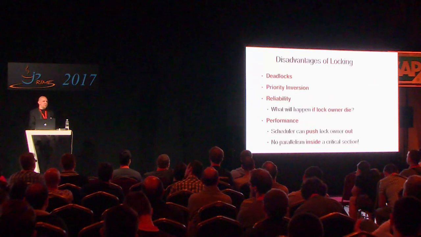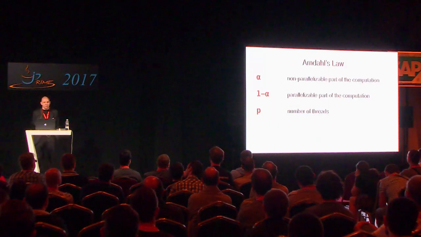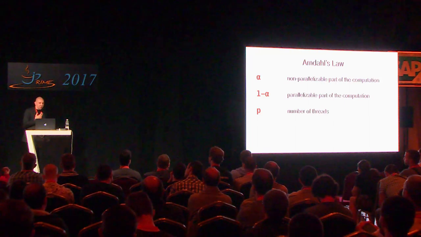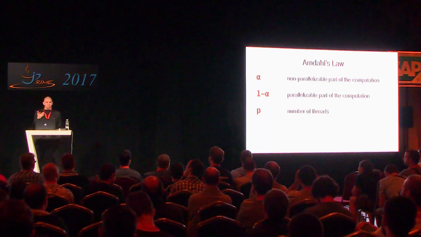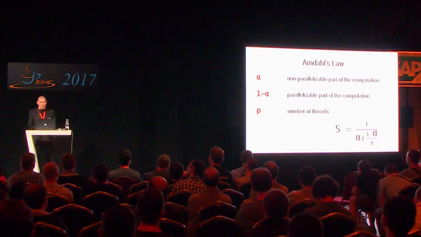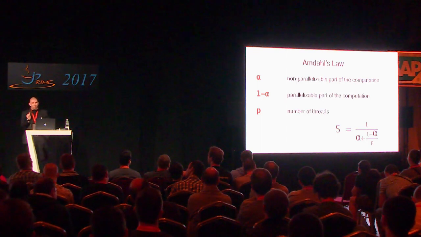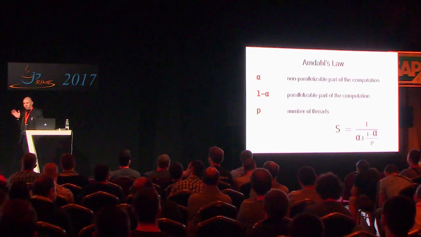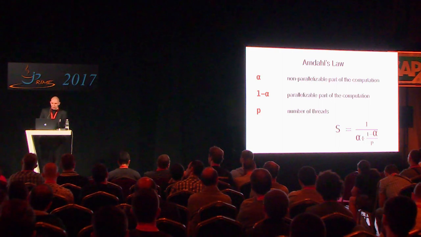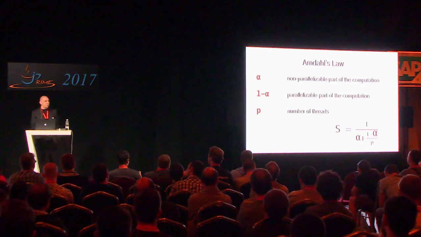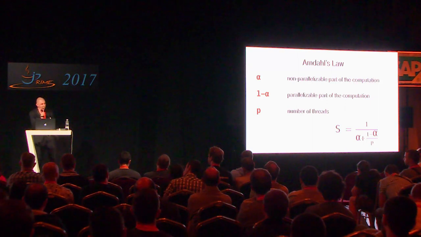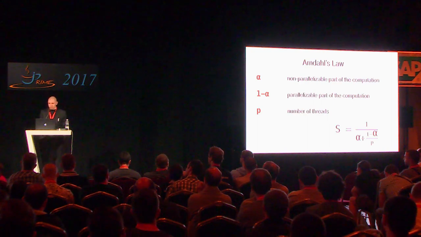Do you know Amdahl's law, guys? That's a very interesting law. Suppose that you have some operation that your threads do in a loop, and you have parallelizable and non-parallelizable parts of your computation. In this situation, your boost is limited by this formula. If you have an infinite number of threads, processors, whatever, you are still limited. So that's why we sometimes need something else to speed up our applications. And one of the possible alternatives is to use non-blocking synchronization.